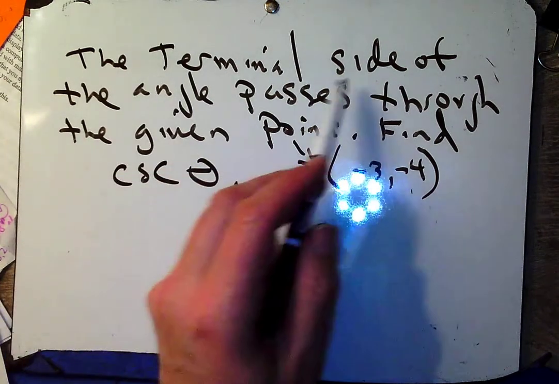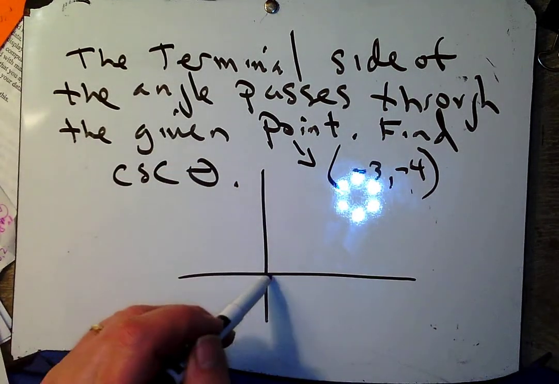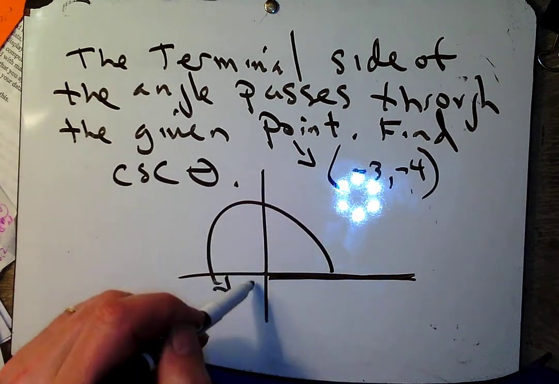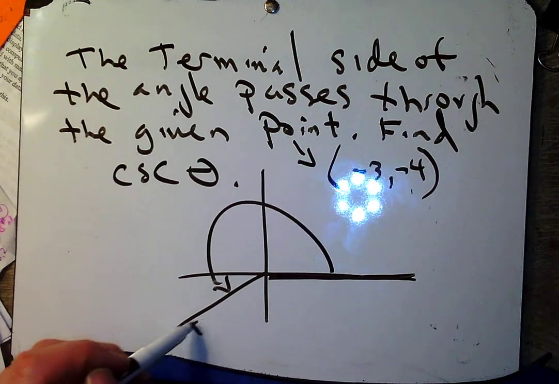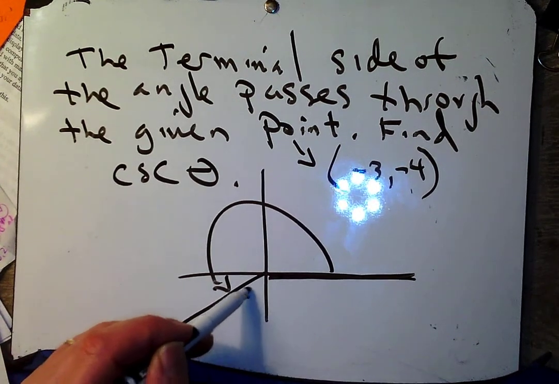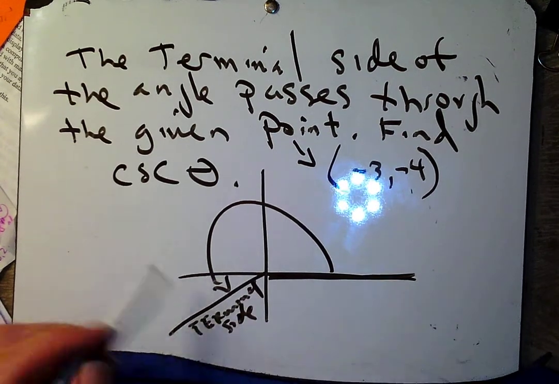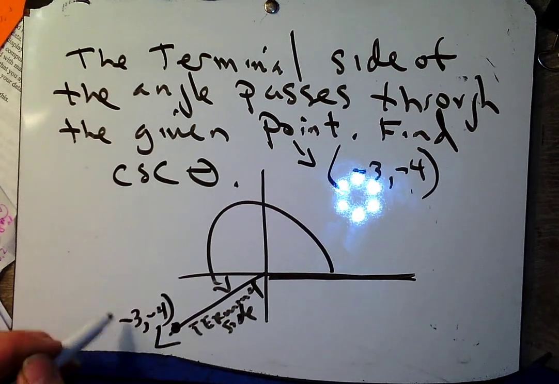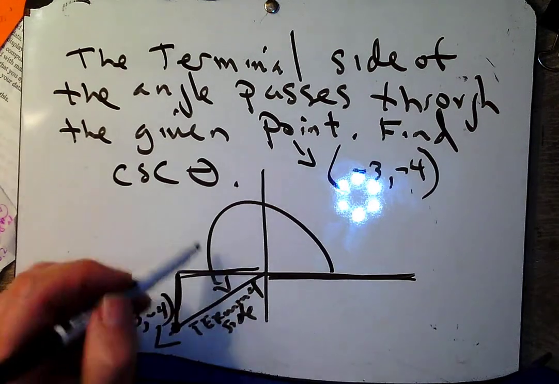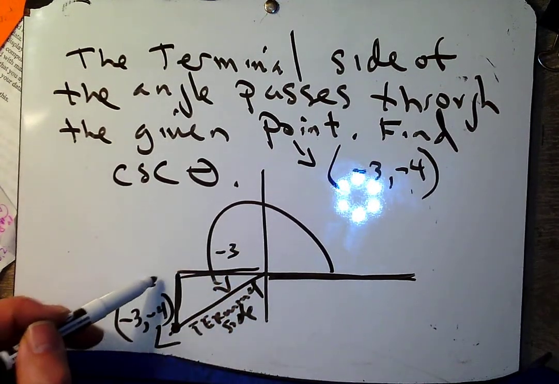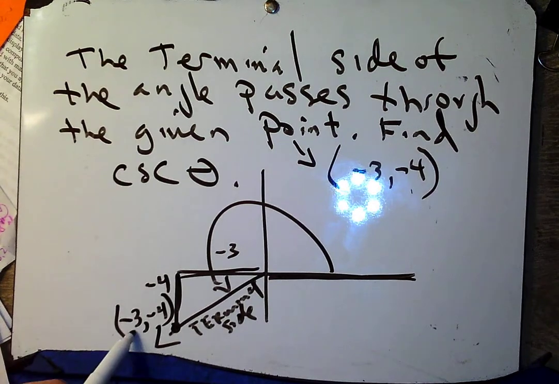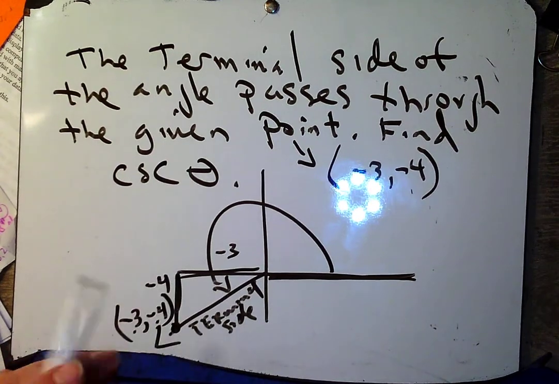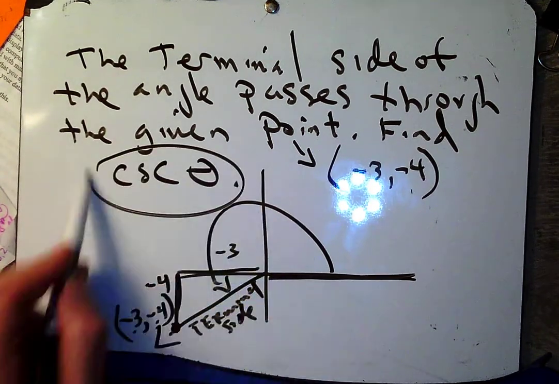So, terminal side, I talked about it on the first day in this unit. We said that this was the initial side, and wherever the angle ends up taking us to, this is the terminal side. And what I know is that this terminal side passes through the point -3, -4. Okay, so I know that this is -3 and this is -4. The x value, the y value, the overness, the upness, or in this case, downness. And we're asked to find cosecant.